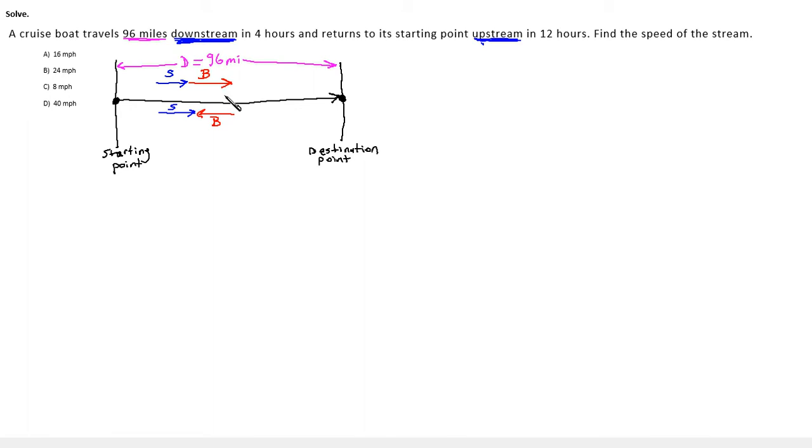So in the downstream condition, the boat is traveling with the current, and the current is helping speed up the boat. In this circumstance, the boat is traveling upstream, and the speed of the current, the speed of the water, is slowing the boat down. These are the two situations that we're dealing with here.